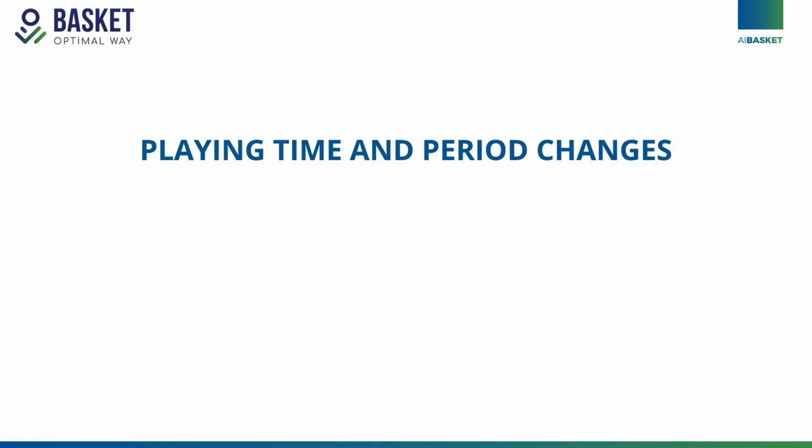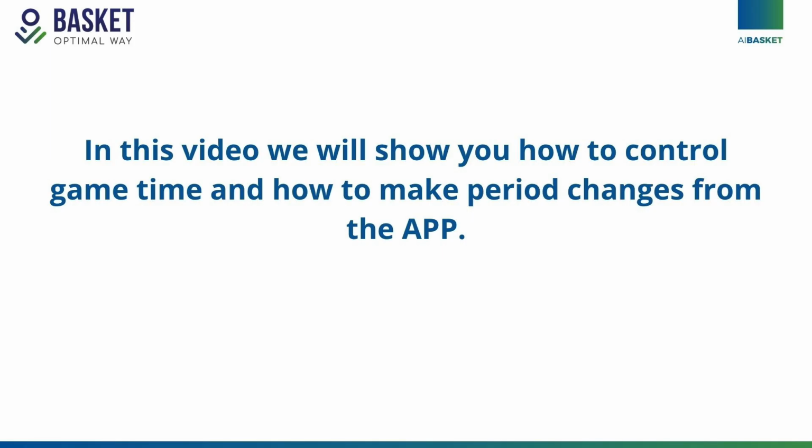This video will show you how to start a game, how to keep track of playing time from the app, and how to make period changes and play overtime if necessary. Game time can be controlled in two ways: by reducing the time minute by minute using the button that performs this function, or by keeping track of the exact game time using the clock on the screen.